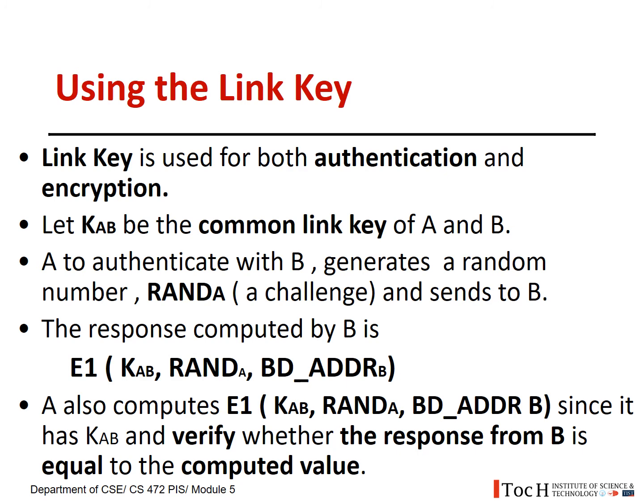And since link key is the key which is shared only between A and B, after computing the value, A will verify whether the response from B is equal to the computed value. And if both the values are the same, then authentication is a success. If it is not correct, it will come to the conclusion that instead of B, some other attacker or intruder who is not authorized has sent the response to A, because the link key is known only to A and B.